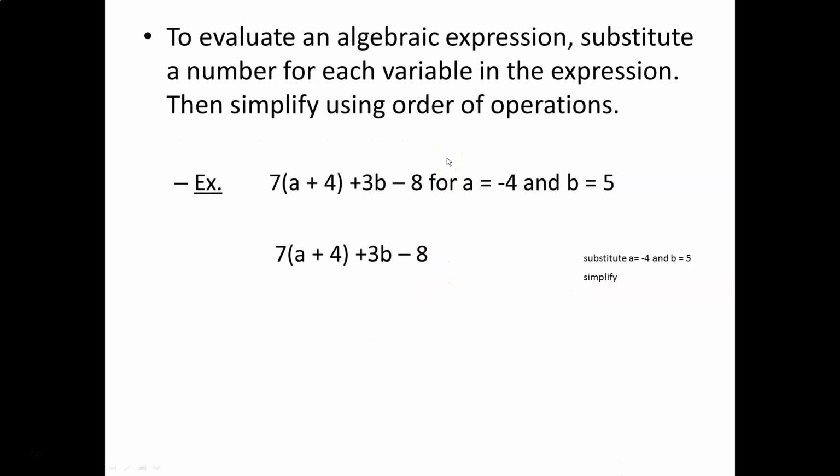So to evaluate an algebraic expression, substitute a number for each variable in the expression, then simplify using the order of operations. So here we have 7 times the sum of a plus 4 plus 3b minus 8, for a is negative 4 and b is 5. So we're going to put that negative 4 in for a and 5 in for b. That's the first thing we're going to do.